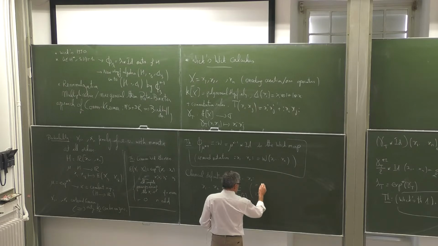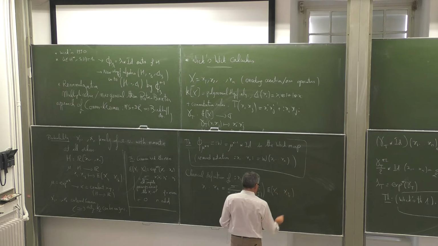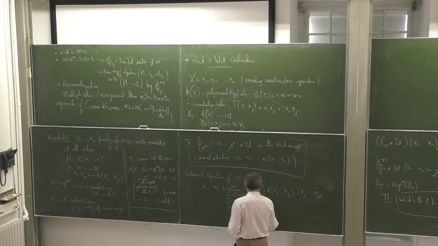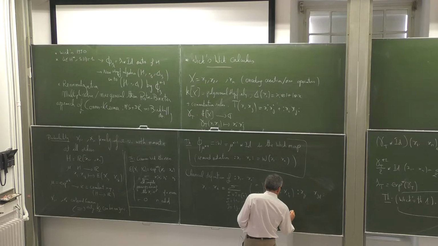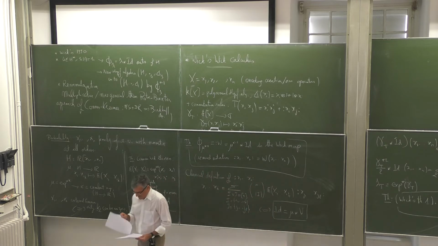Of the binomial coefficient times the expectation of x_i1 ... x_ik times the Wick product associated to x_j1 ... x_jl, which is equivalent to saying that the identity is the convolution of mu with the Wick product map. Okay, I will stop here.